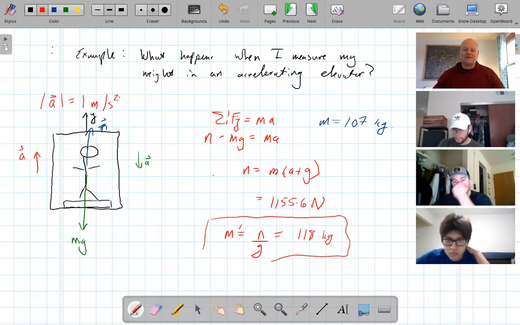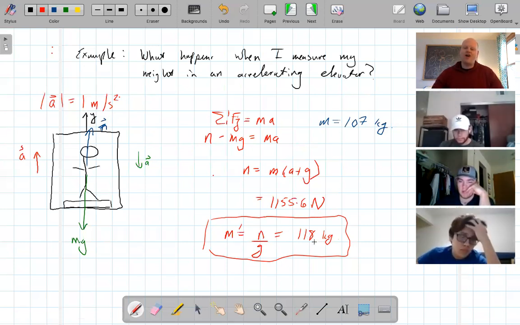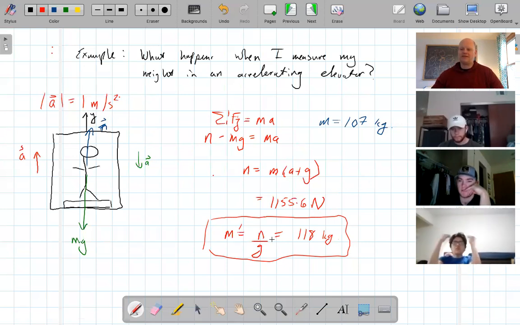So what this means is if I was in an elevator accelerating upward at a very small acceleration of 1 meter per second squared, if I look down at my reading on my scale, it would tell me I now have a mass of 118 kilograms. This is what it would tell me, which means I had gained 11 kilograms by simply this thing accelerating upward. What would happen if it's accelerating downward instead?